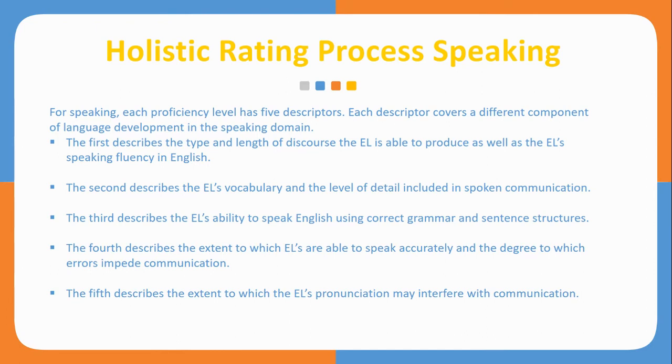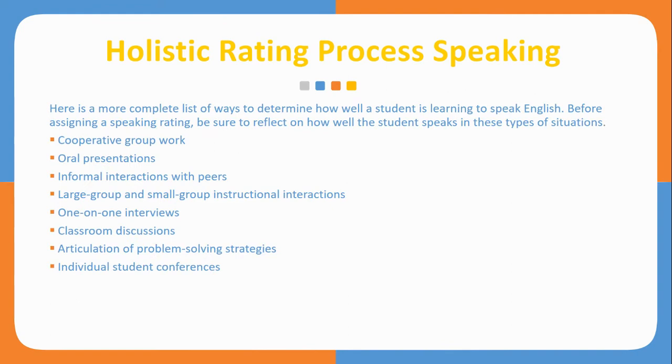The third describes the EL's ability to speak English using correct grammar and sentence structures. The fourth describes the extent to which ELs are able to speak accurately and the degree to which errors impede communication. The fifth describes the extent to which the EL's pronunciation may interfere with communication. Before assigning a speaking rating, be sure to reflect on how well the student speaks in these types of situations.